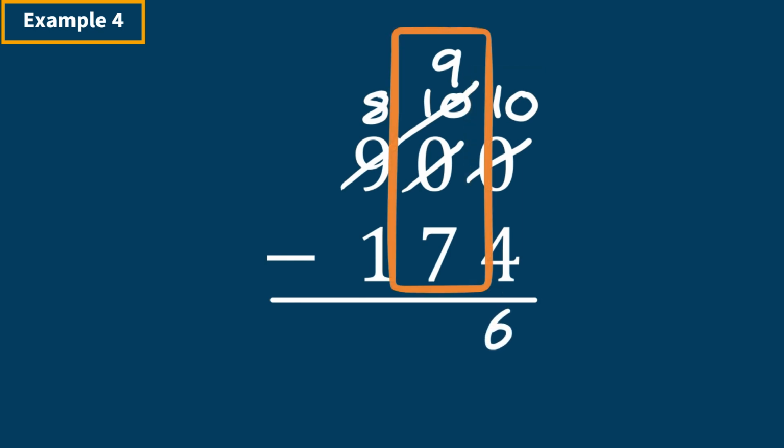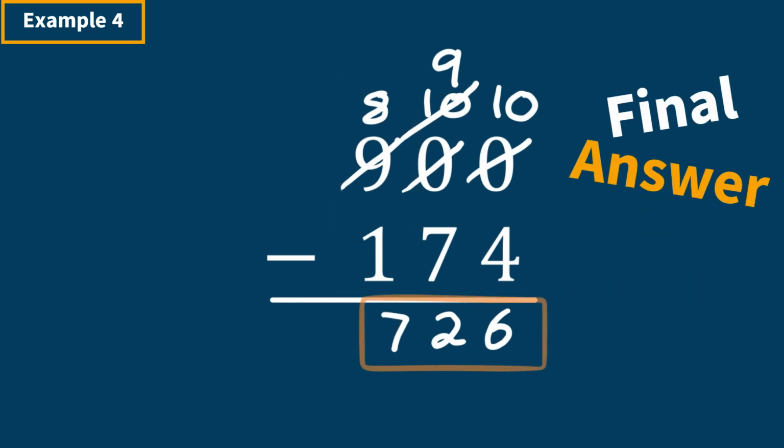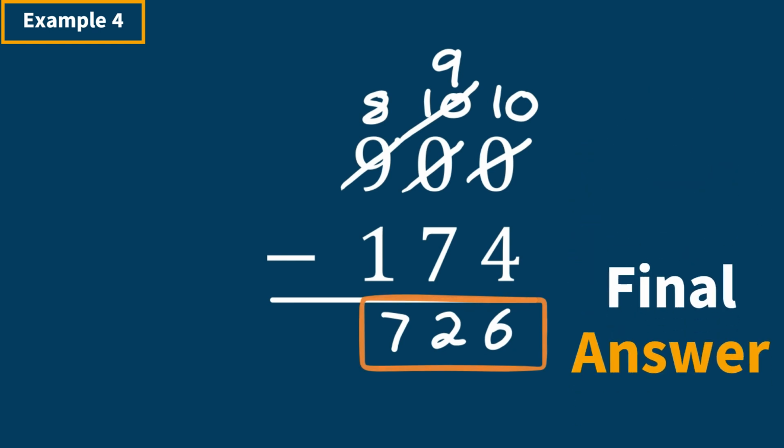Looking at the second column, we have 9 minus 7, which is going to give us 2. And then the third column, we have 8 minus 1, which is going to give us 7. So 726 is our final answer.